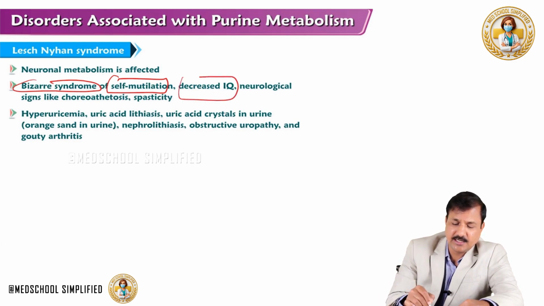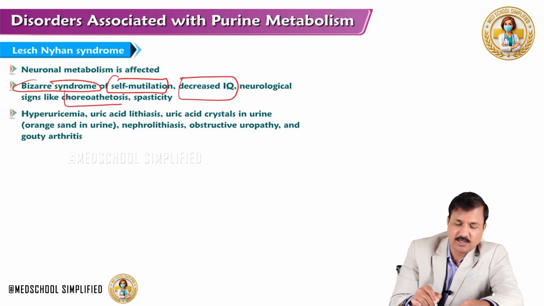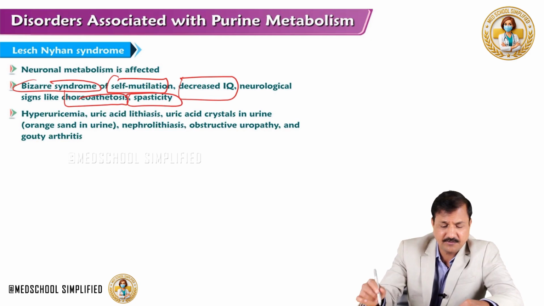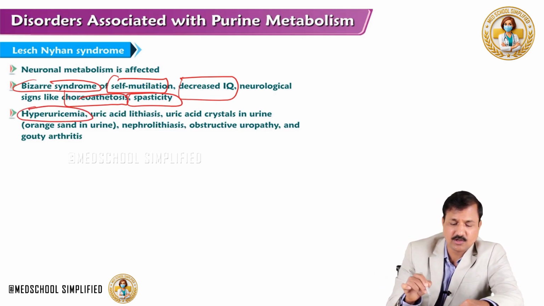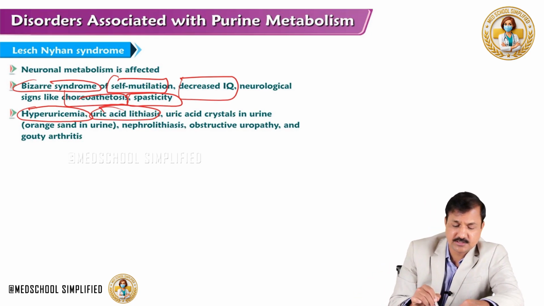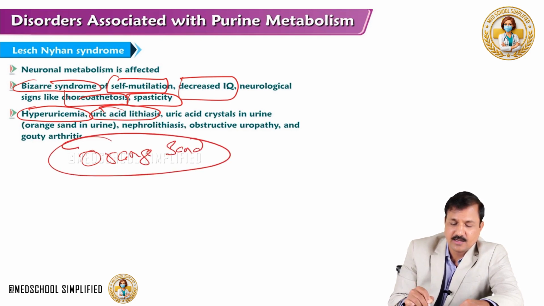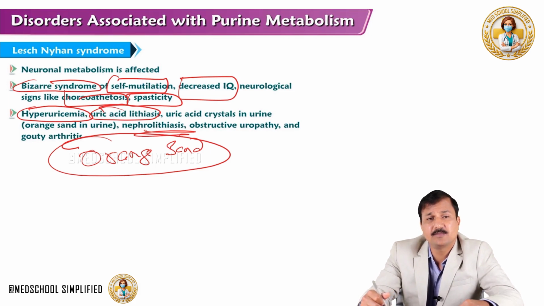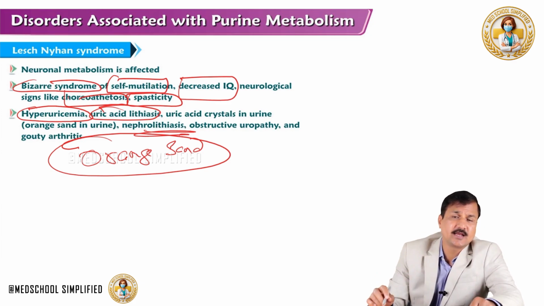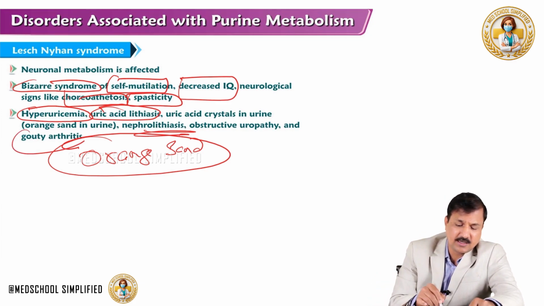Patients will show decreased IQ. Neurological signs like chorea, athetosis and spasticity can be seen in Lesch-Nyhan syndrome patients. Along with this, patients will show hyperuricemia, uric acid crystallization and uric acid crystals in the urine, which is referred to as orange sand in the urine. Uric acid crystals can be found in the kidneys, leading to nephrolithiasis, and obstructive uropathy, where uric acid crystals are found somewhere in the urinary tract, and eventually it can lead to renal failure and gouty arthritis.